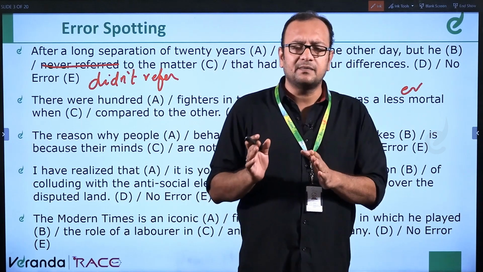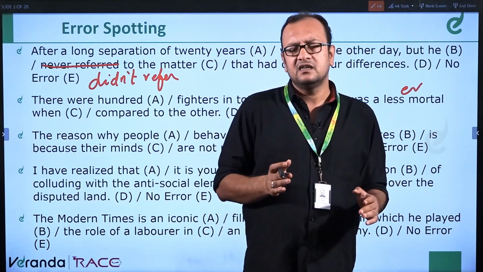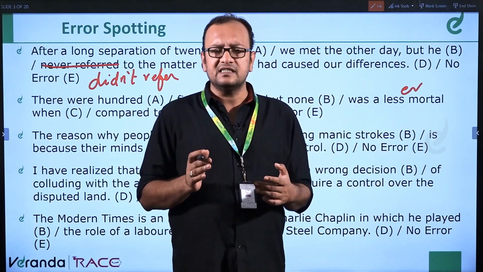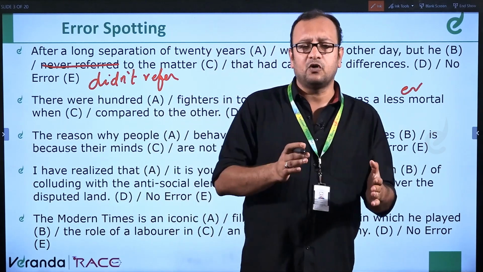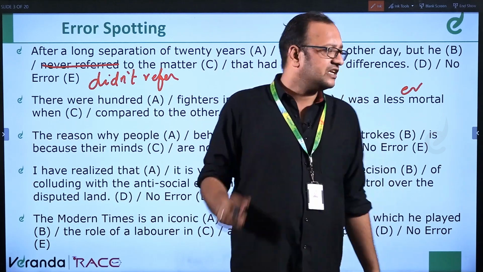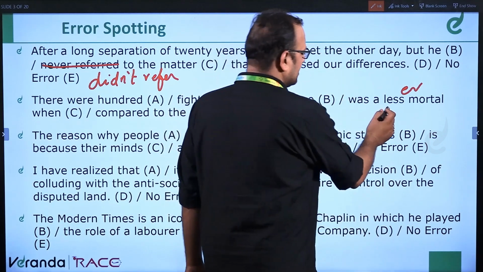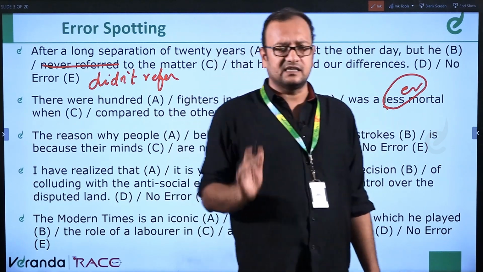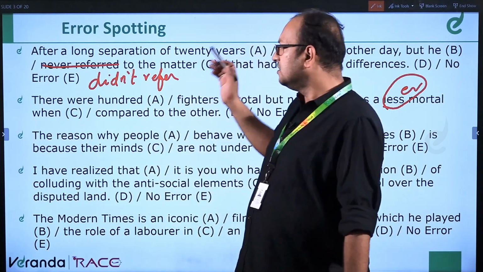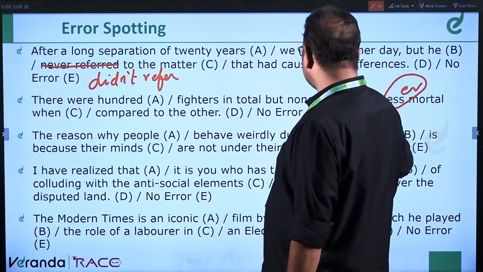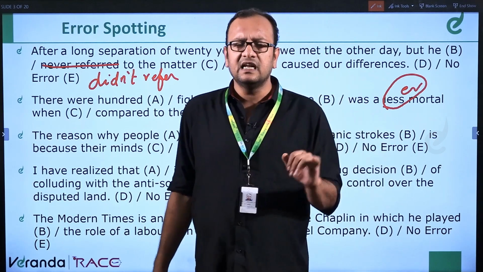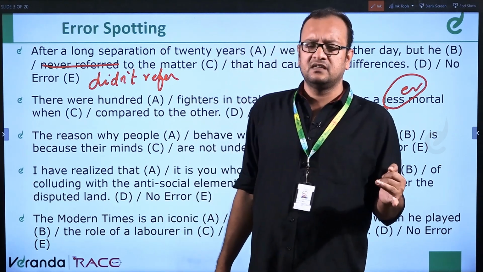But if you talk about somebody being weaker than another, we should use the adjective of comparative degree, which is lesser. He's a lesser mortal. He's a lesser fighter. So it should be replaced by lesser mortal. Lesser mortal means nobody was a more feeble mortal than the other. Fine. So there were 100 fighters in total, but none was a lesser mortal. Less is used for quantity. Lesser is used for quality.